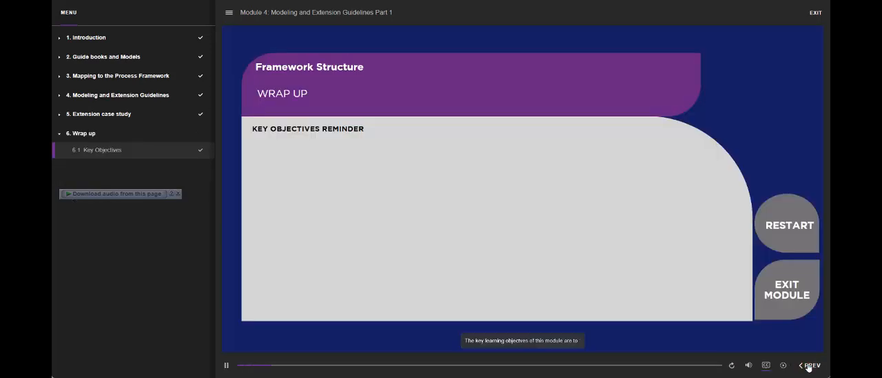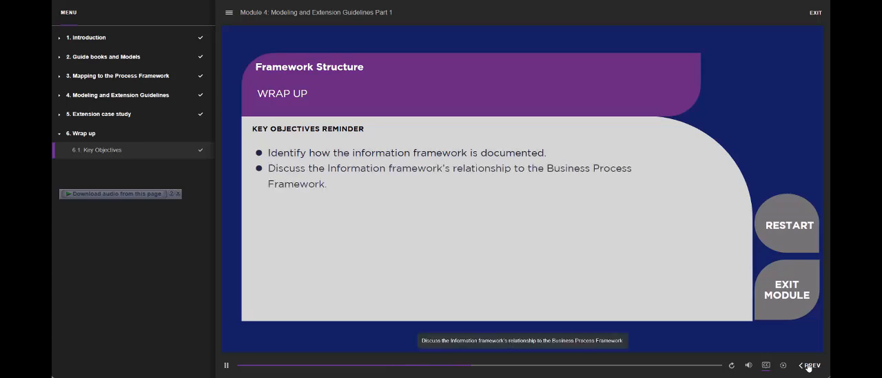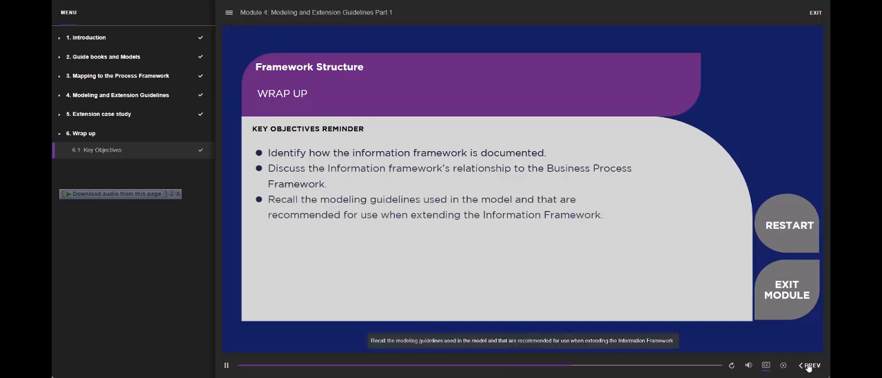The key learning objectives of this module are two. Identify how the information framework is documented. Discuss the information framework's relationship to the business process framework. Recall the modeling guidelines used in the model and that are recommended for use when extending the information framework.